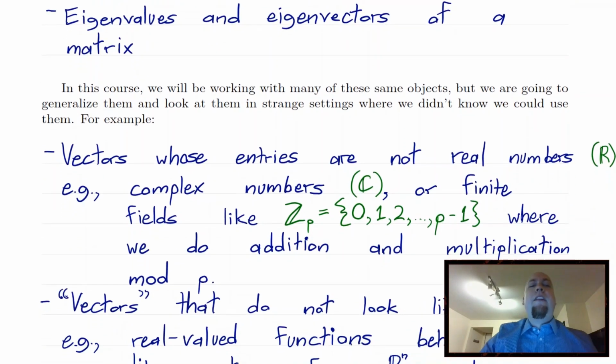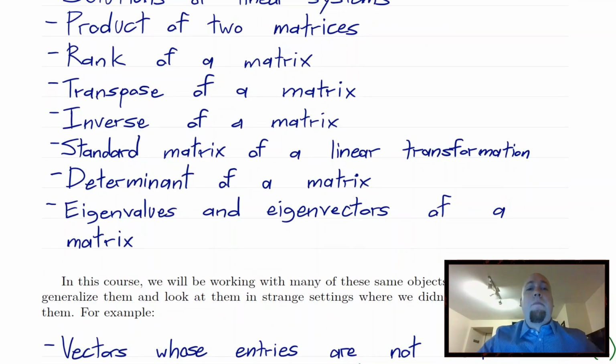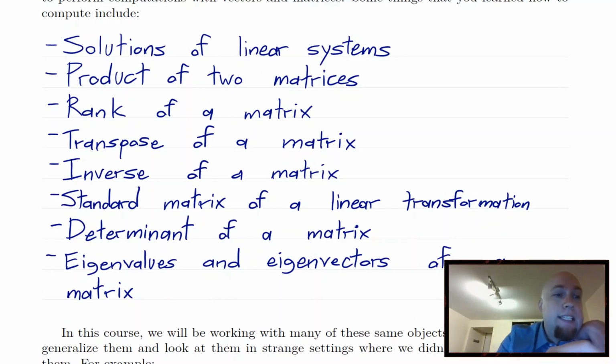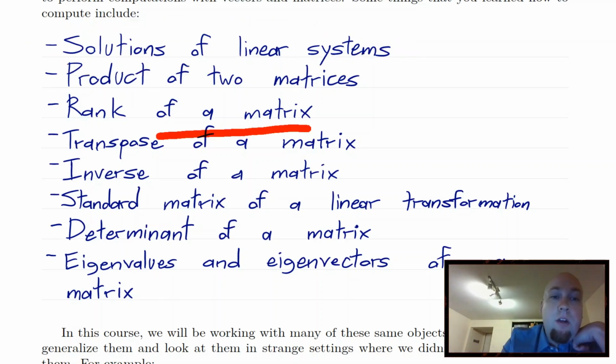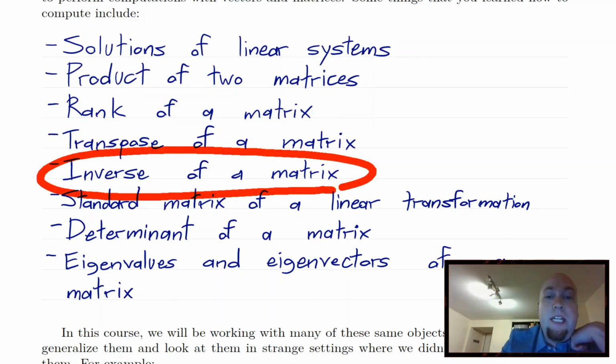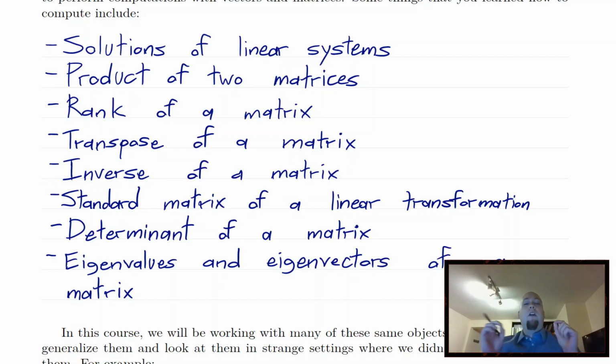All right, so those were all things that we learned how to do in the previous linear algebra course. And the important thing to note about most of these operations is that you could do them using only 2 very basic operations. You could compute these things using only addition of vectors and scalar multiplication. For example, if you look back at solutions of linear systems, rank of a matrix, and inverse of a matrix, we computed all of those by doing something called Gaussian elimination.